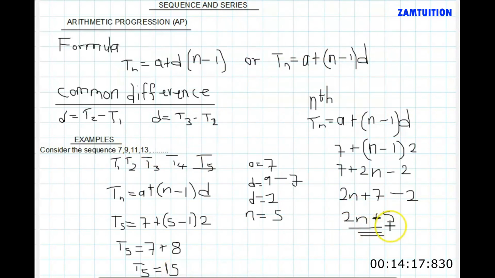So this is how we find the arithmetic progression. This is how we find the common difference. This is how we find the nth term, and this is how we find the next term, if they have given us that nth term.